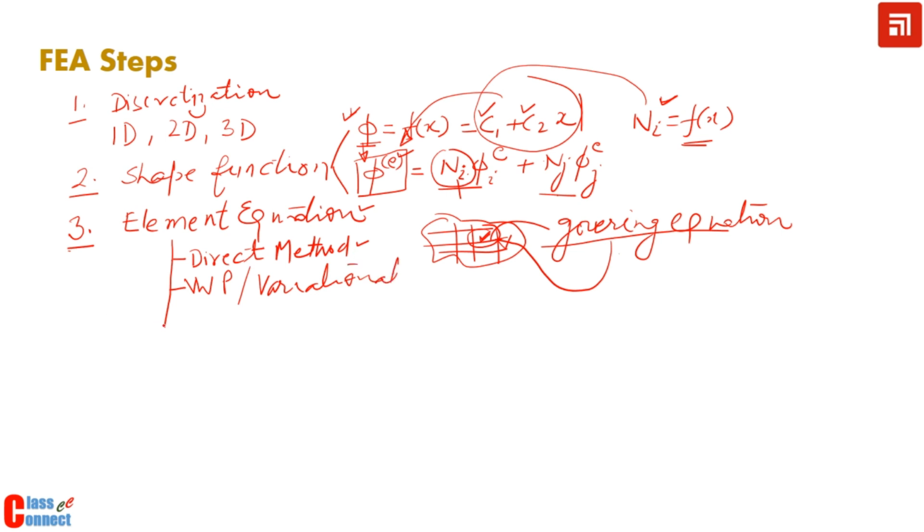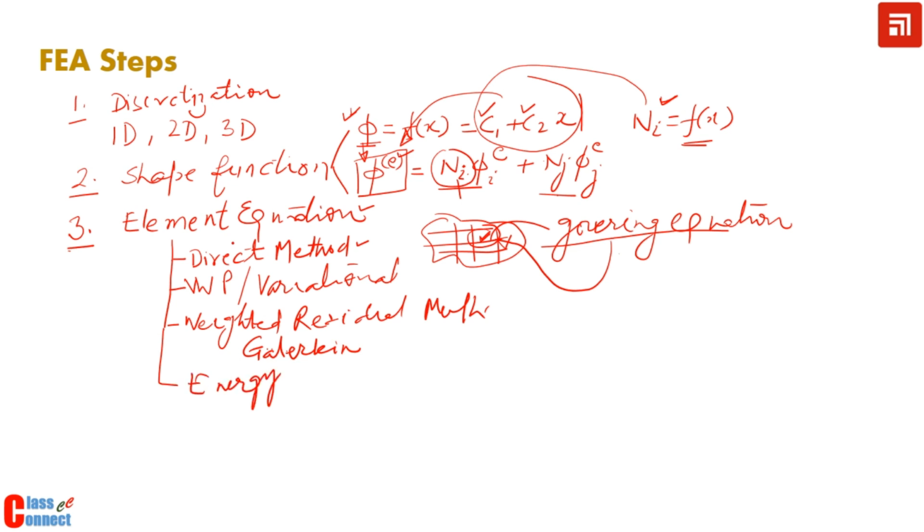In the variational approach, we use the weighted residual method. There are a number of weighted residual methods, or we can use the Galerkin method as one of the weighted residual techniques. We can also use the energy method. In this course we will be discussing the direct method for simple problems and the Galerkin method for field problems.